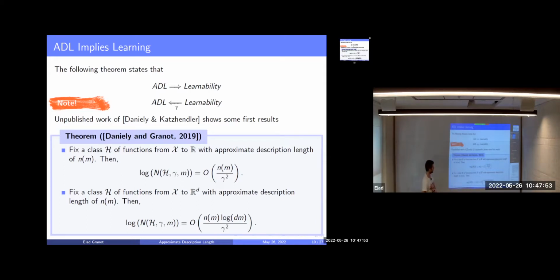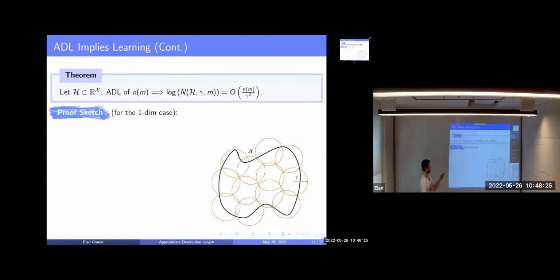And the second claim is that if we allow H to be d-dimensional real-valued functions, then we can bound the log covering number by the same order, except for adding a logarithmic term, which is also a function of the number of samples. We couldn't avoid it. Maybe there is a tighter bound to that, but this is the result. And let's prove at least the one-dimensional case.